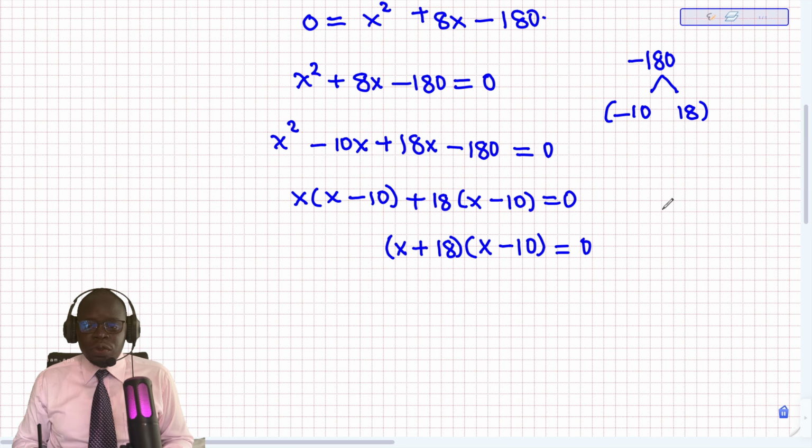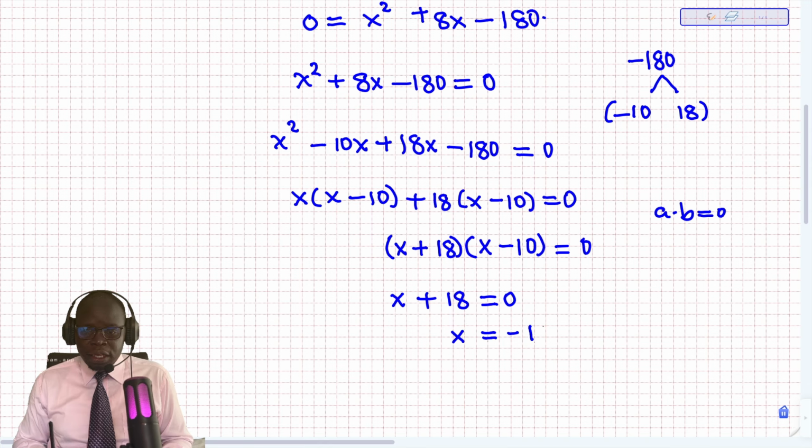So using the zero property, that when you have a times b equals 0, our first factor here, that is x plus 18, should be equal to 0. When we solve this, our x is negative 18, and the next factor is x minus 10, which is also equal to 0. Solving that, we have our x equals 10.